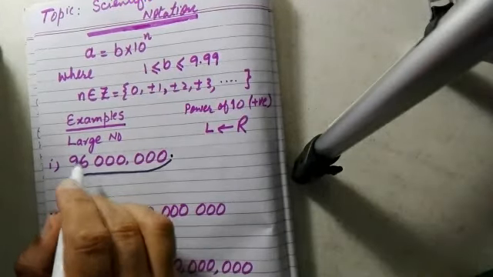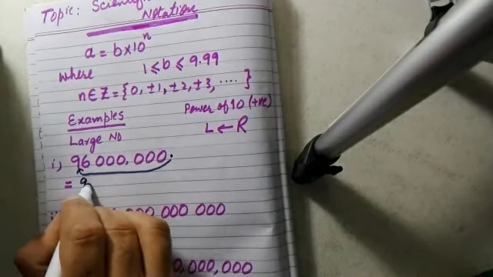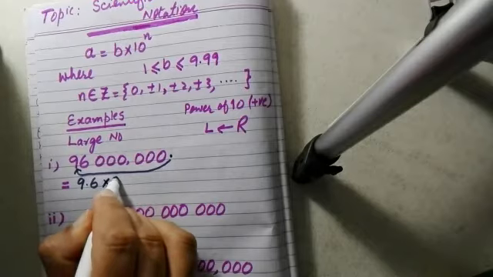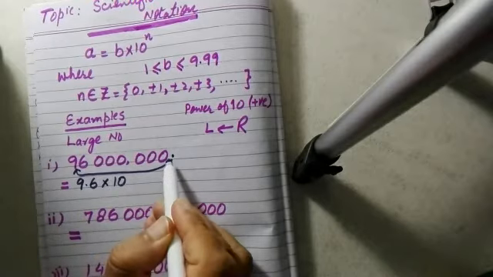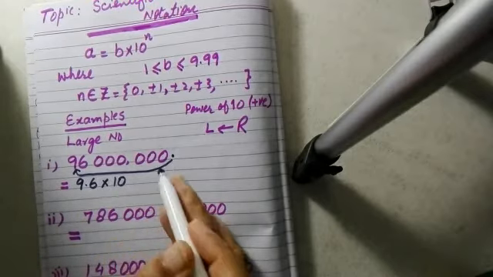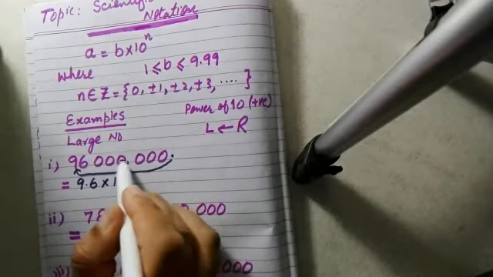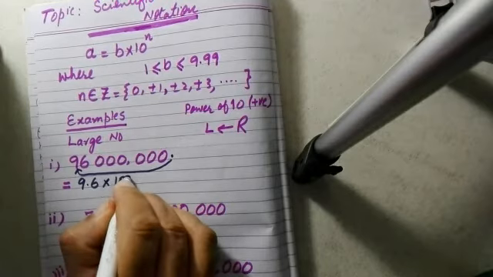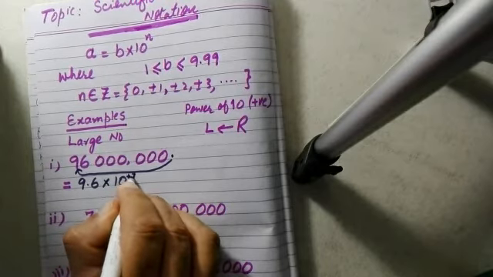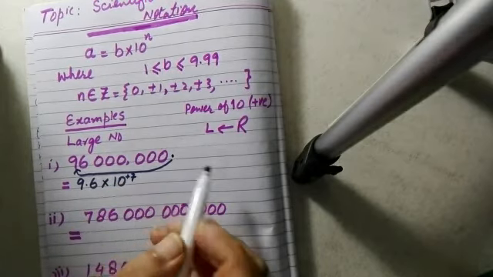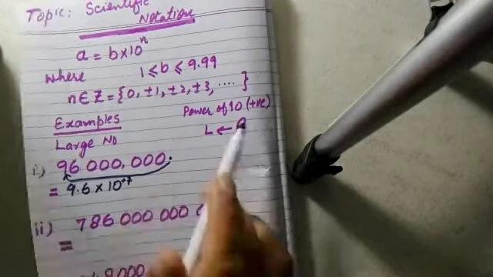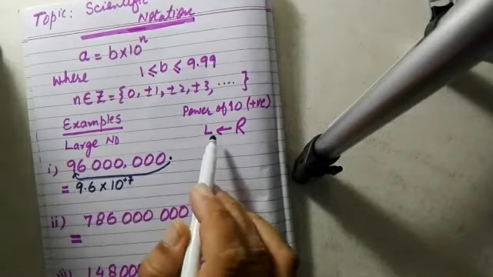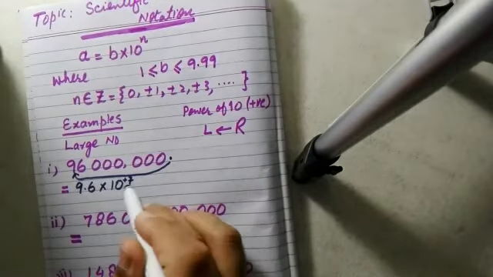That means you will write it as 9.6, and then you write the number of digits that you moved the decimal. If we count from right to left, 1, 2, 3, 4, 5, 6, and 7 digits we have moved. So you write it as 10 raised to power plus 7. Whenever we are moving the decimal from right side to left side, we will keep the power of 10 positive.